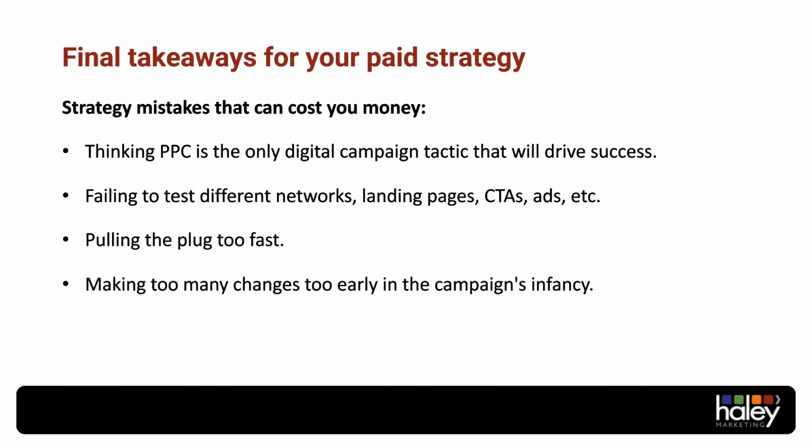And then making too many changes too early in the campaign's infancy. If you push too many buttons and pull too many levers, you're not going to know what helped and what hurt. So generally, when it comes to making changes, if you make a big strategy change in Google with like a bidding strategy, Google even says we need 10 to 14 days before you start seeing significant changes. So I say 30 days, then make a change, but don't make too many changes. And then also don't cast too large of a net. And what I mean by that is your geo-targeting.